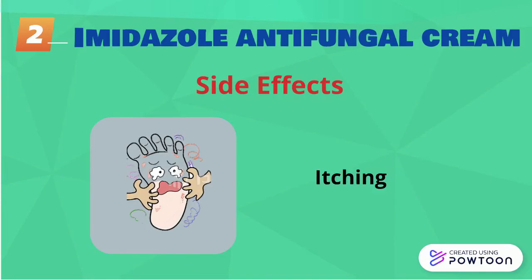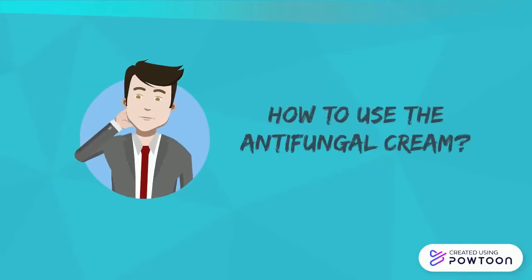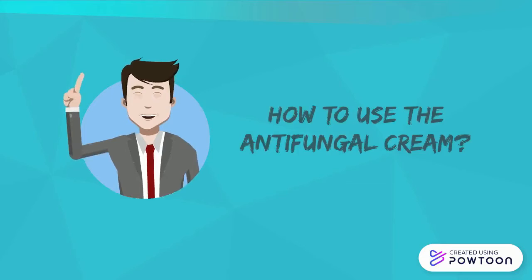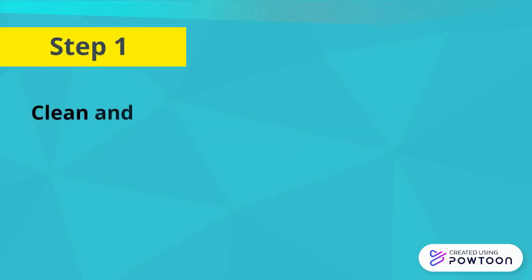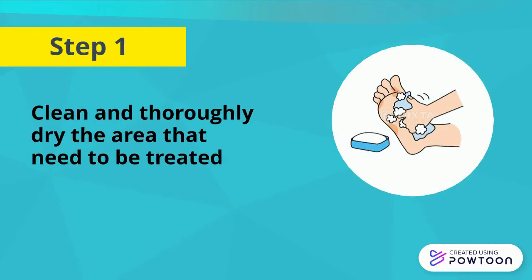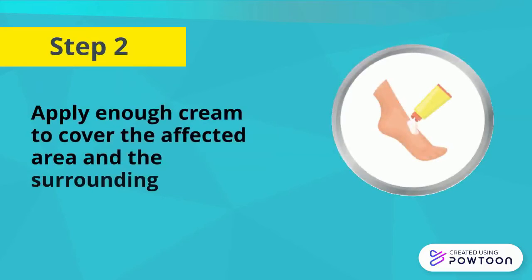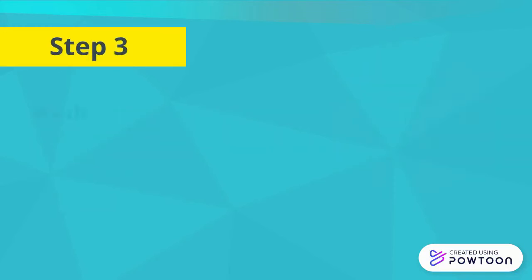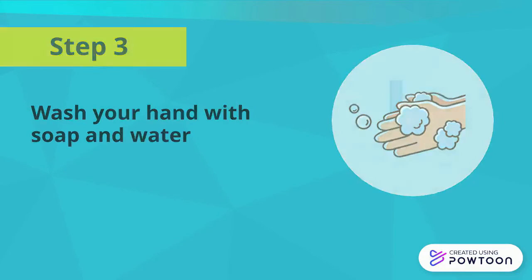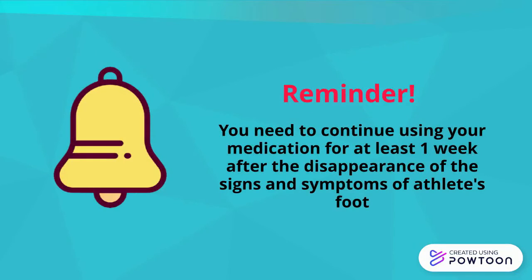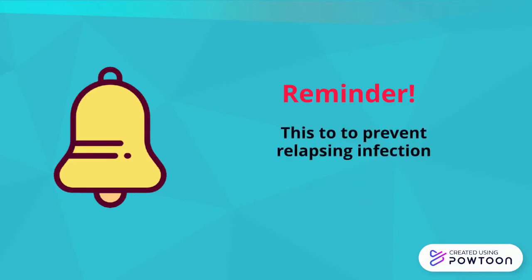Some of the side effects from this cream are local irritation that can include mild burning sensation and itching. How to use the antifungal cream? First, you must clean and thoroughly dry the area that needs to be treated. Then, apply enough cream to cover the affected area and the surrounding area. After applying the cream, you need to wash your hands. You need to continue using your medication for at least 1 week after the disappearance of the signs and symptoms of athlete's foot. This is to prevent relapsing infection.